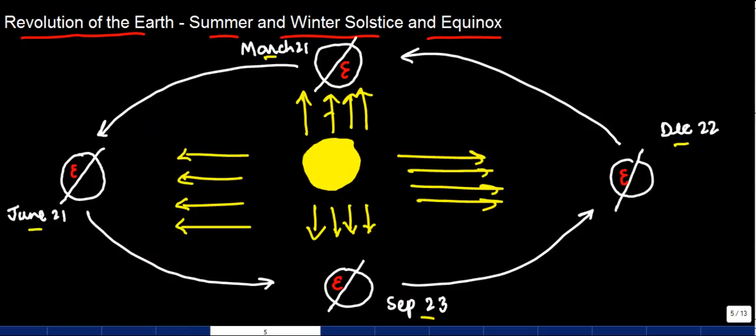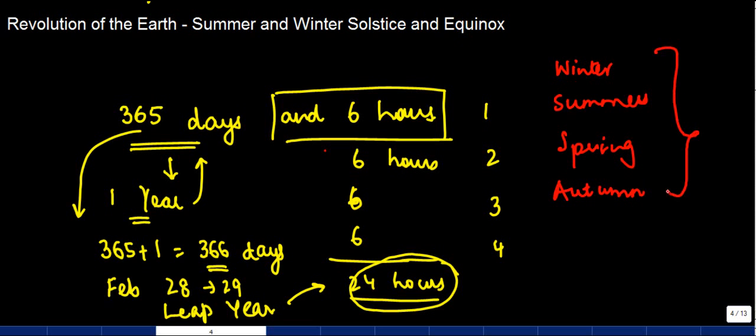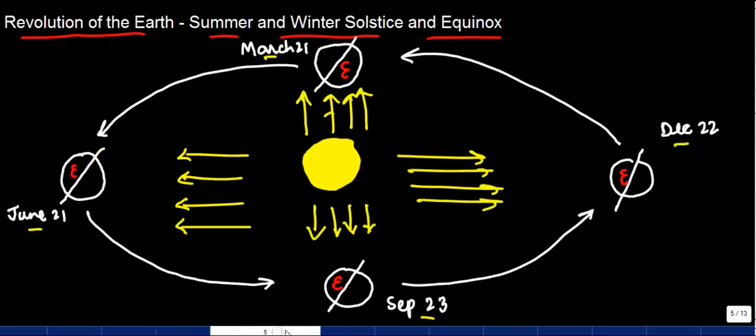Now usually we say that there are 4 seasons in a year: winter, summers, spring, and autumn, right? Do you know why these happen? These happen because the position of the earth changes. Let me show that to you.